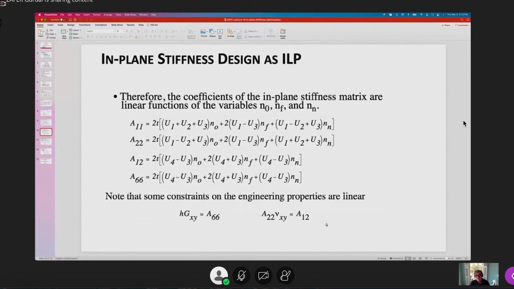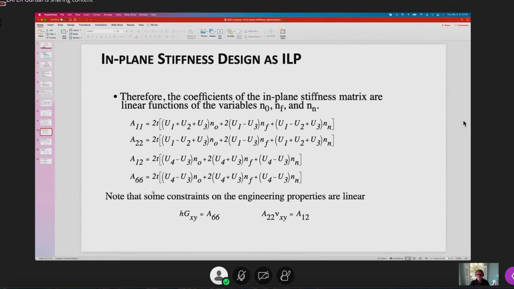So some of these quantities like nu also. Nu is defined as A12 over A22. This is actually a linear expression again in terms of A's. So A12 over A22 will be this, but if I write it as an equality expression, I can put a constraint on the nu xy to make a linear constraint out of it.